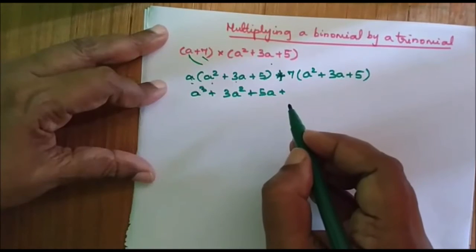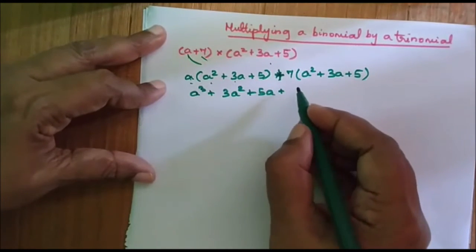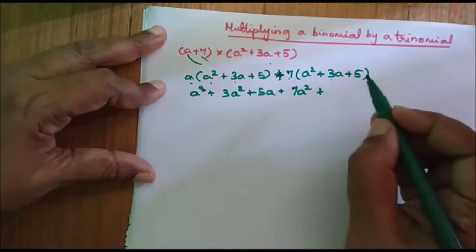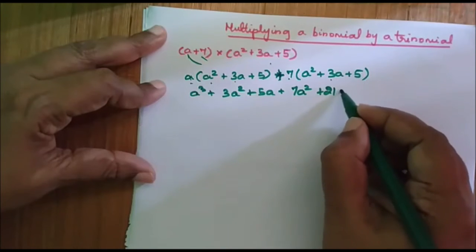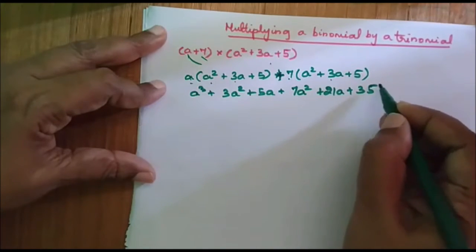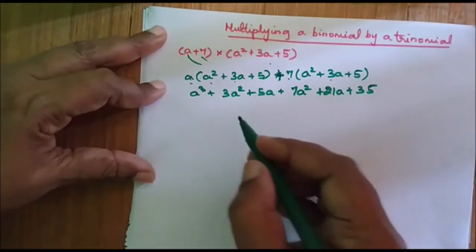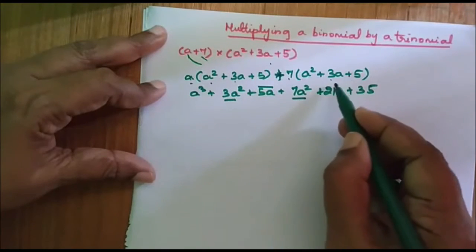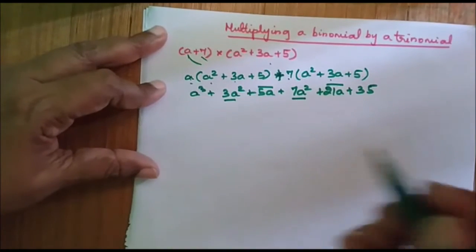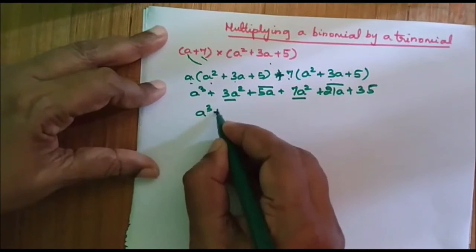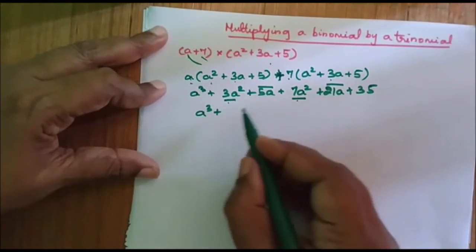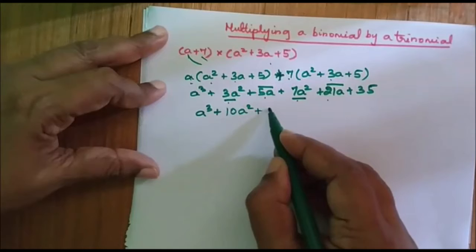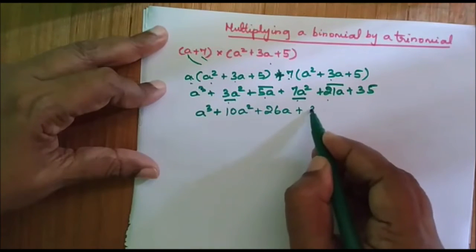I hope you understood, or if you want we can elaborate it and write it also. 7a squared plus 7 into 3 is 21a plus 35. In this, are there any like terms? Yes. 3a squared and 7a squared are like terms. Then 5a and 21a are like terms. So we will write this as a cubed plus, what is 3a squared plus 7a squared? It is 10a squared. 5a plus 21a is 26a plus 35.